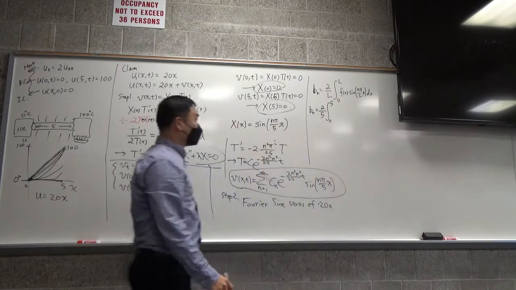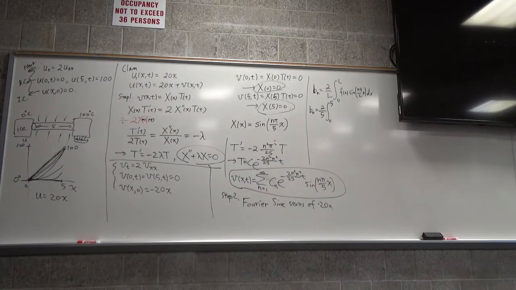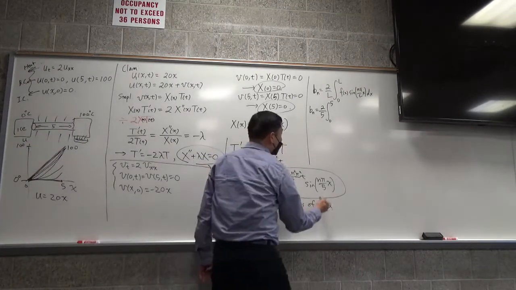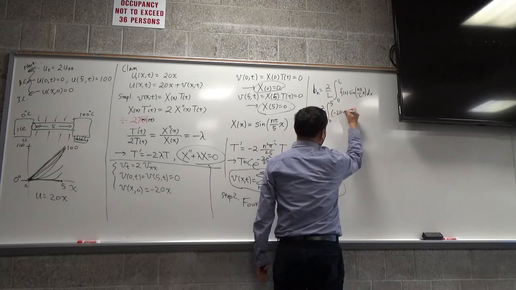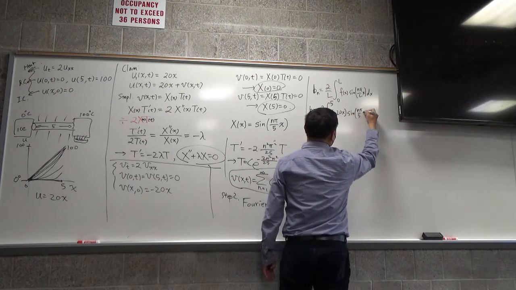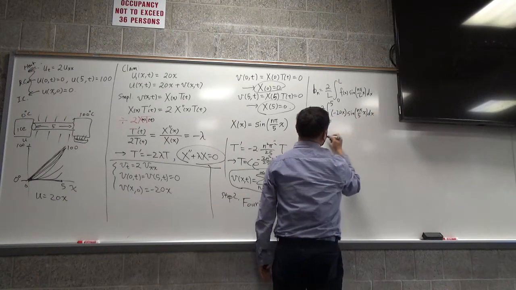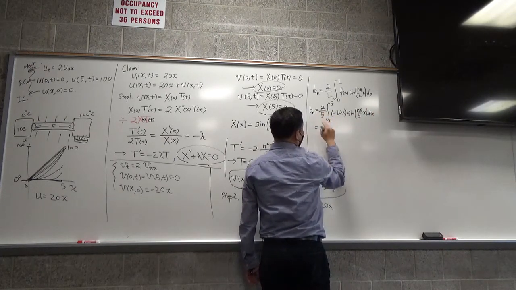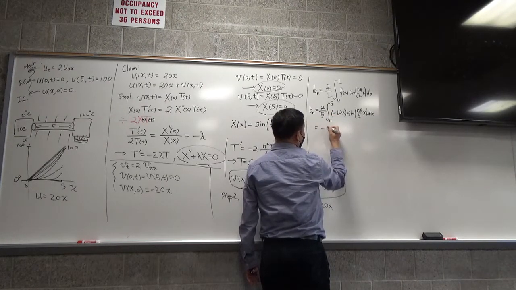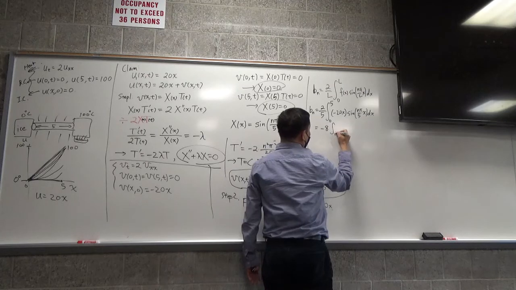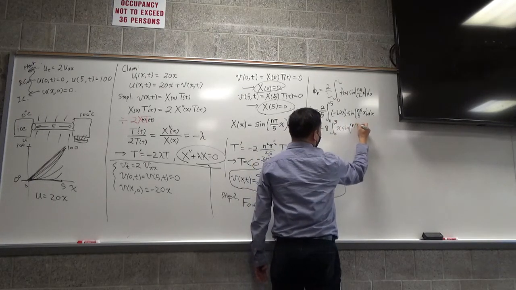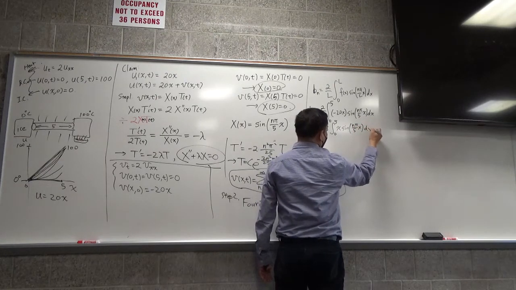And what's our function? What are we trying to get the Fourier series of? Negative 20x, this one, right? So put negative 20x sine n pi over 5 x dx. And let's move this outside. So 20 divided by 5 is 4, 4 times 2 is 8. So you get negative 8 times the integral from 0 to 5 of x sine n pi over 5 x dx.